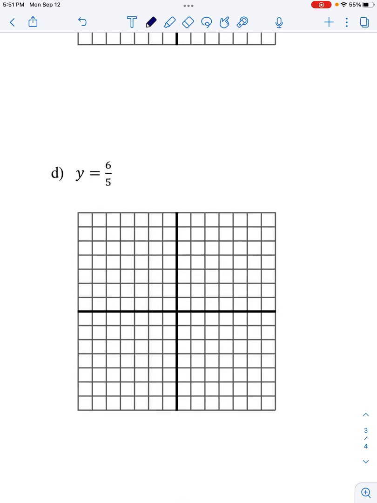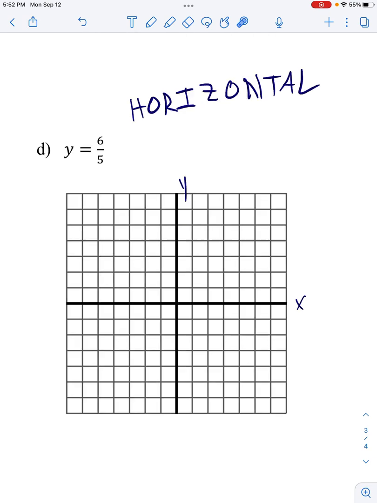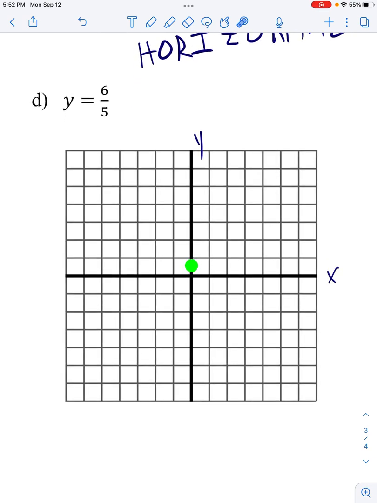Okay, last one, part D, y equals 6/5. All right, what is that? It's horizontal. Okay, so label my axes. I'm going to count 6/5 above the x-axis. So it's just 1 and then 1/5 of the way to the next line. So it's just a little bit above that first line. So we're going to graph that, and then I'm going to draw to the right, draw to the left. Boom, done. y equals 6/5.